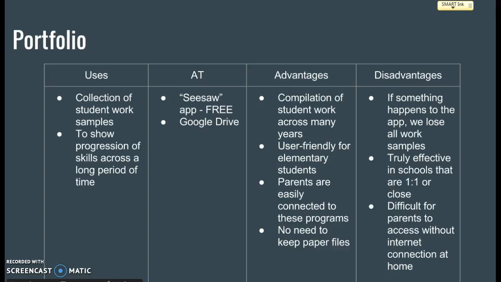Some of the disadvantages of using a digital portfolio might be if something happens to the app or we lose all of the work samples, then we have difficulty recovering them. We also found that it's really effective in schools that are one-to-one or close to one-to-one to allow students the ability to access their digital portfolio at any time. Also, it's difficult for parents to access without internet connection at home.